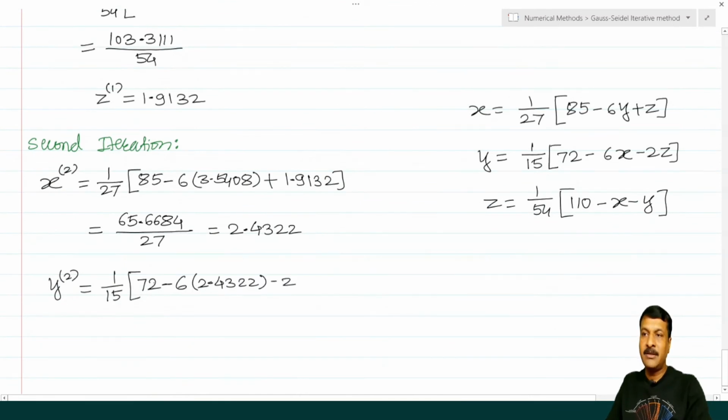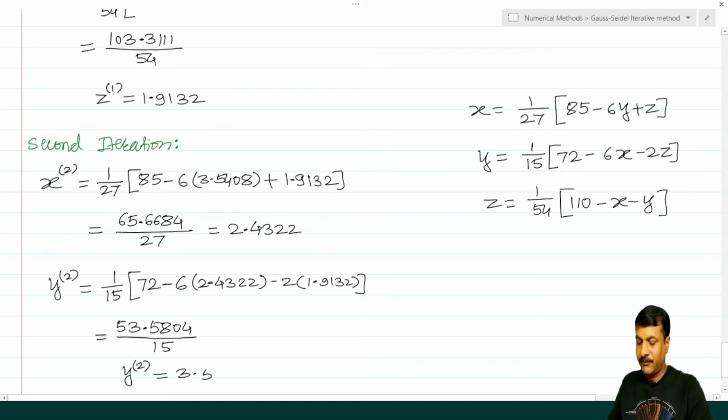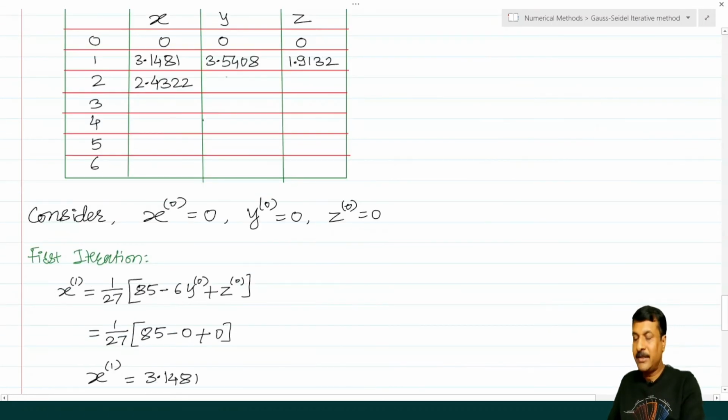2.4322 minus 2z. The recent value of z by table is 1.9132. So by calculator you find this value, I am getting 53.5804. The whole divided by 15, so I am getting y at second position, the value is 3.5720. Update this value.